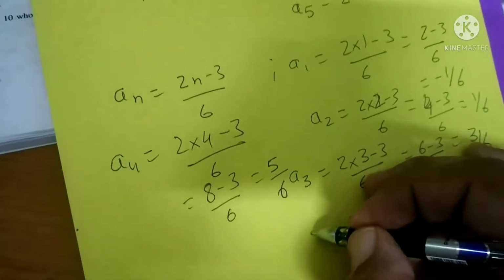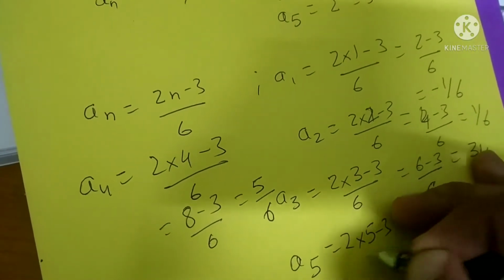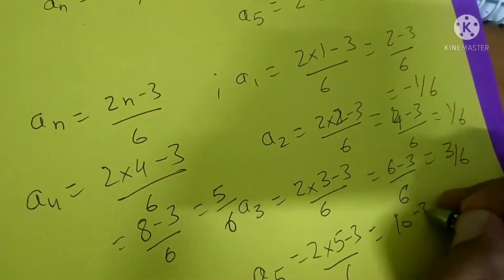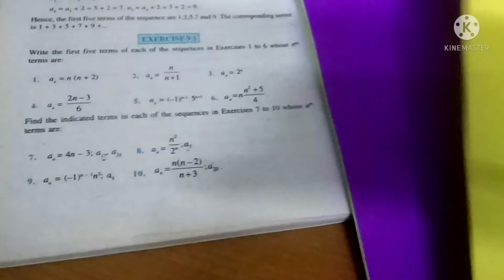तो a5 कितना हो जाएगा? a5 हो जाएगा आपका (2 into 5 minus 3) divided by 6. So this is equal to 10 minus 3 divided by 6. So this is 7 divided by 6. So the fourth is over. Fifth, now what is the fifth question?